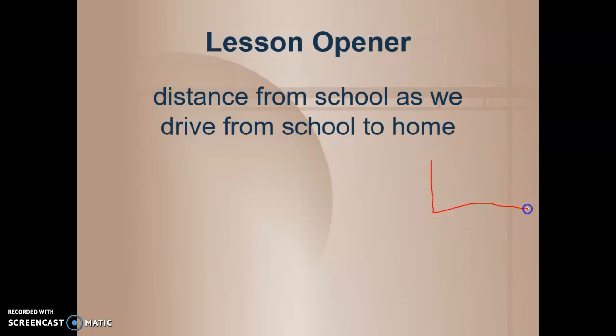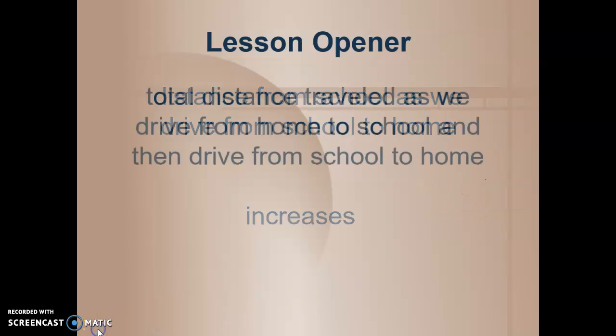What would the graph look like as I drive from school back to home? Again, if this is time and this is distance, okay, I'm leaving school, so I'm right at the school. My distance is 0, and the more I drive, the farther away I get from school, my distance increases.